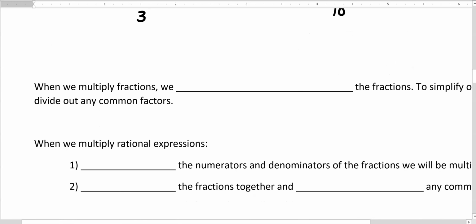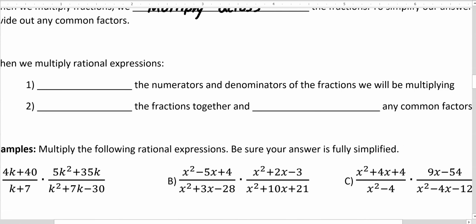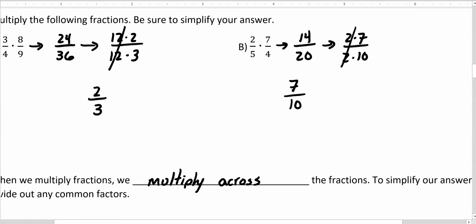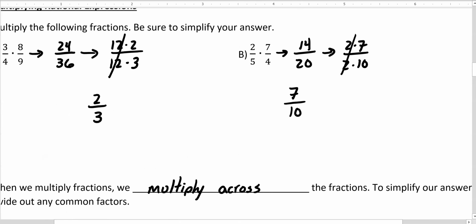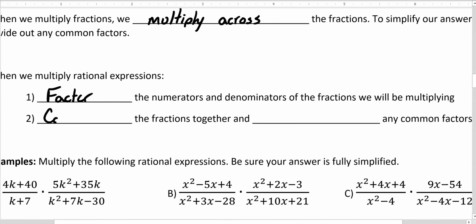Now, we're going to do something a little differently with rational expressions. The first thing that we are going to do is factor the numerators and denominators. Instead of saying, okay, let's just multiply these huge things, if you look up top, we multiplied and then simplified. We're going to flip it. We're going to simplify, then multiply. So we're going to start by factoring, and then we're going to combine the fractions and divide out any common factors.